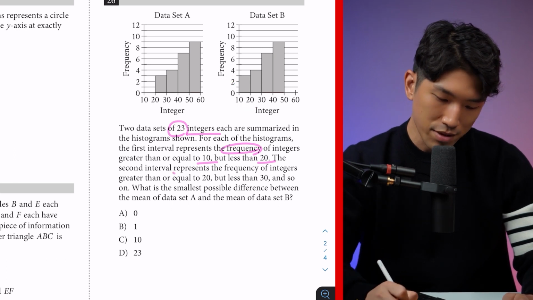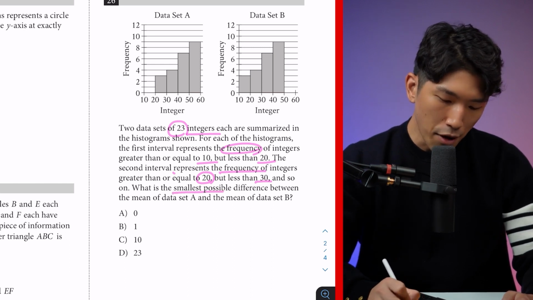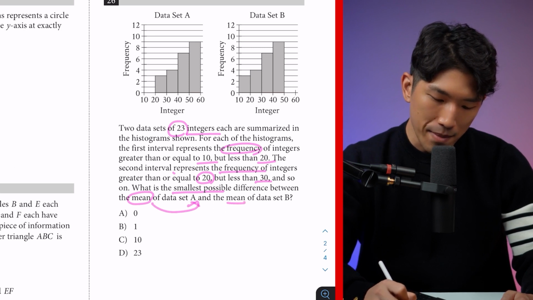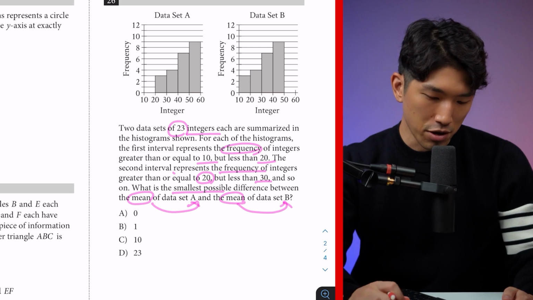And the second interval represents the frequency of integers greater than or equal to 20, but less than 30, same thing, and so on. So what is the smallest possible difference between the mean of data set A and the mean of data set B? So that was a mouthful, but let's break down exactly what you need to know for this question.